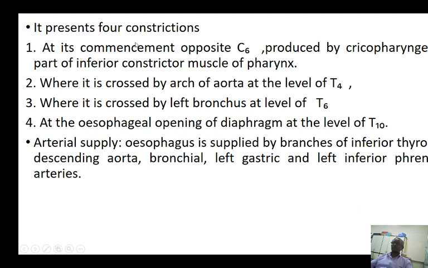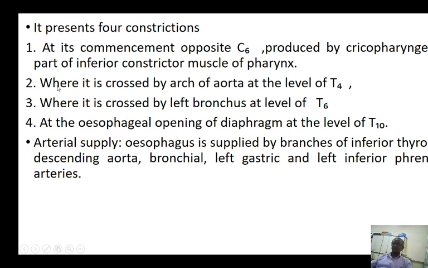Next, the esophagus presents 4 constrictions. The first one is at its commencement opposite to C6, the 6th cervical vertebra, produced by the cricopharyngeal part of the inferior constrictor muscle of the pharynx.